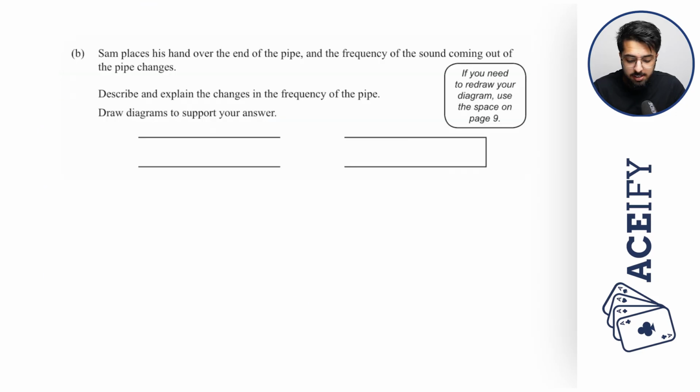There we go. Sam places his hand over the end of the pipe and the frequency of the sound coming out of the pipe changes. Describe and explain the changes in frequency of the pipe. Draw diagrams to support your answer.